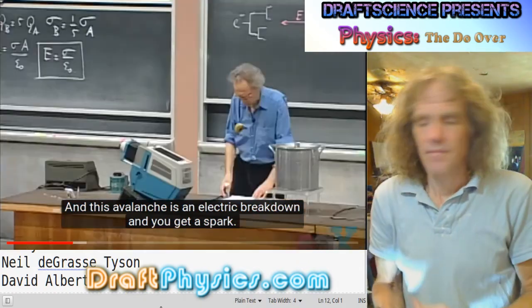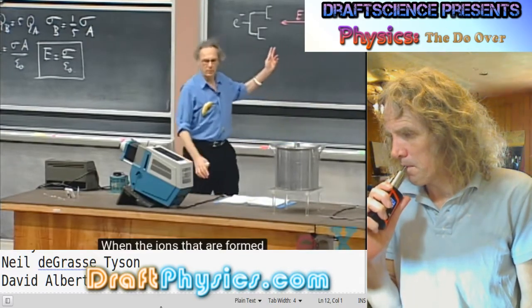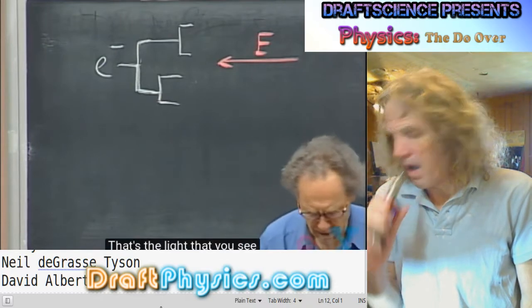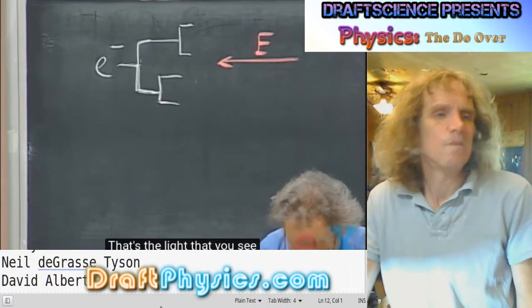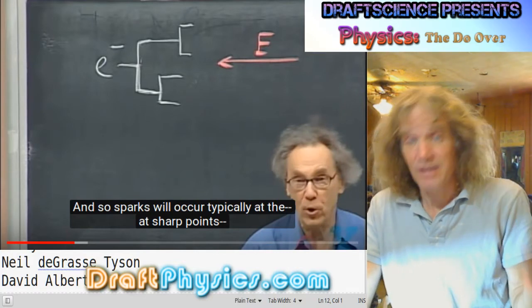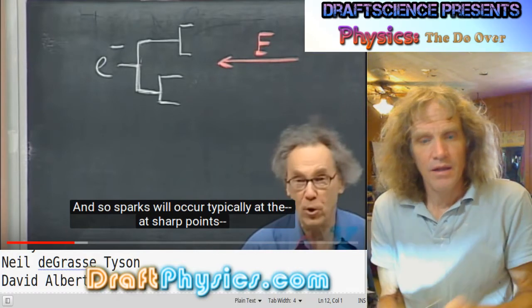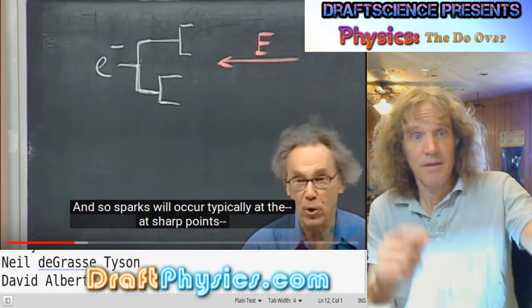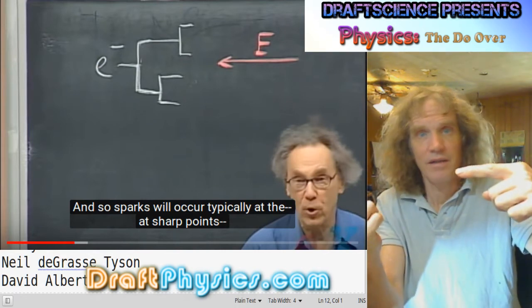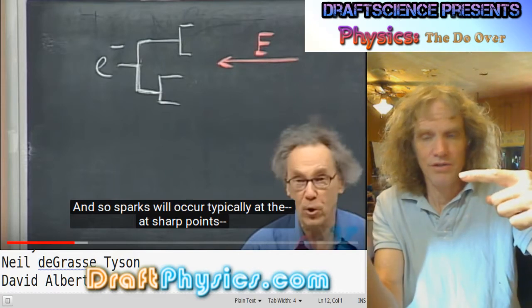And you get a spark. When the ions that are formed become neutral again, they produce light. And that's what you see. That's the light that you see in the spark. Again, yes, and that's energy, so that's more draining. So the pressure is coming through the little hole in the dike, you could say, and some of the water squirts this way, and that's what you're looking to pressurize.